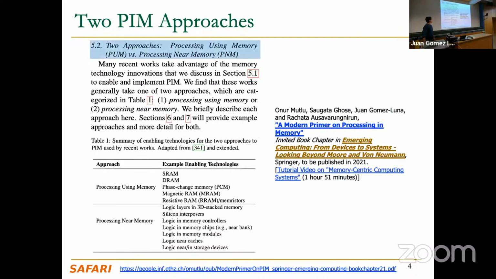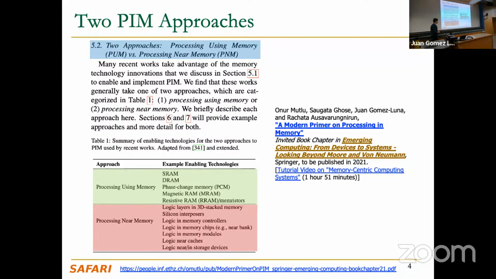Regarding the 2 PIM approaches, remember the distinction between processing using memory, and this might work or works indeed for many different memory technologies. Enabling technologies here are SRAM, DRAM, phase change memory, and also non-volatile memories such as PCM, but also MRAM, ReRAM, and memristors, etc. And then processing near memory, where the compute units, the processing elements, are placed near the memory arrays, and there are different ways of implementing these.